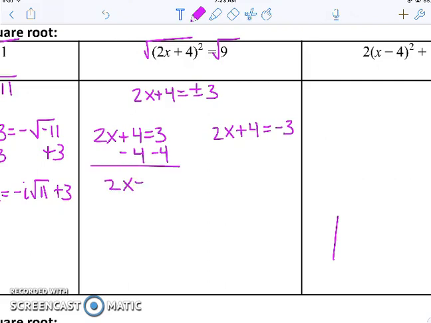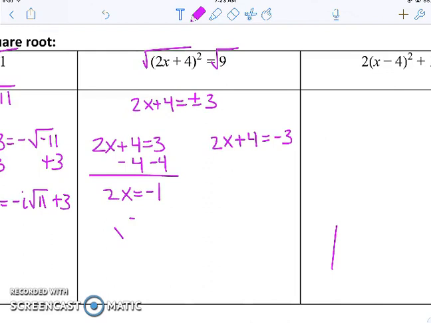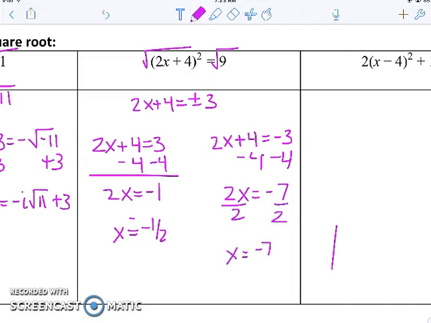So we have 2x equals negative 1, so that means x equals negative half. And let's see, subtract 4. So we have 2x equals negative 7. Divide by 2. So we have negative 7 over 2.